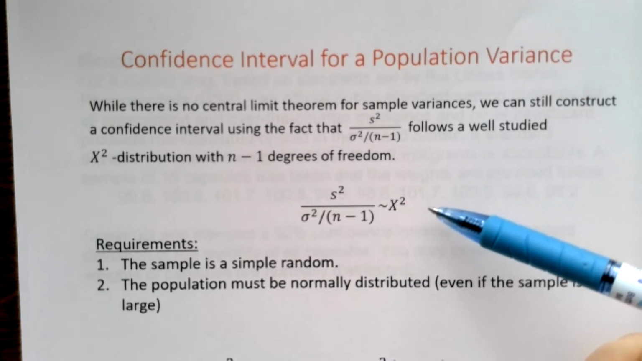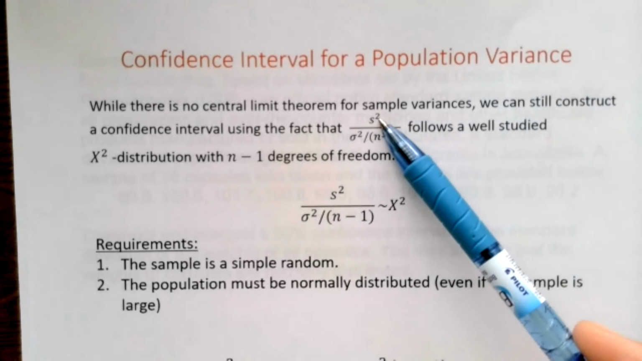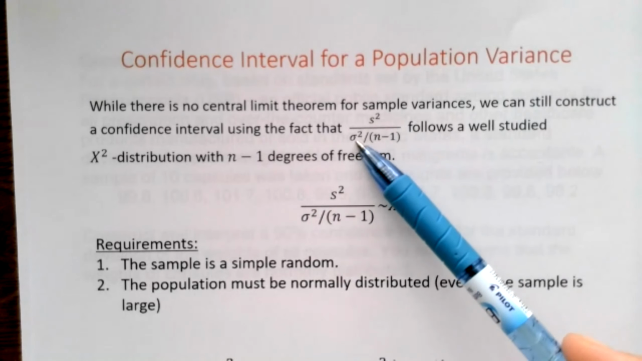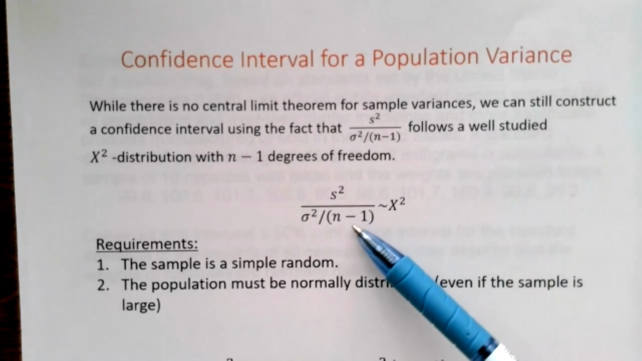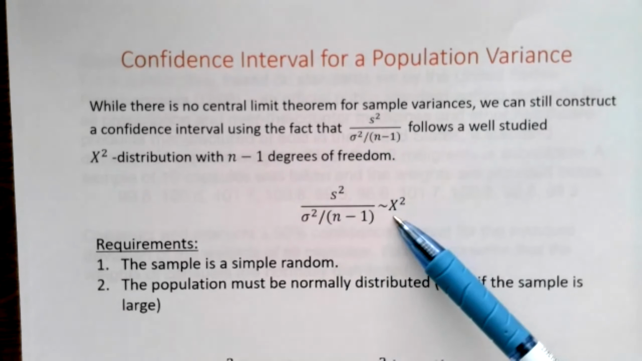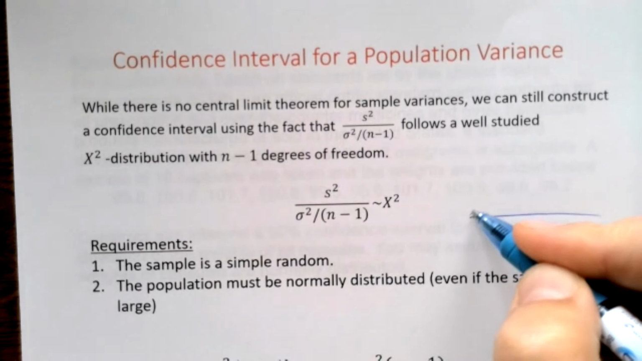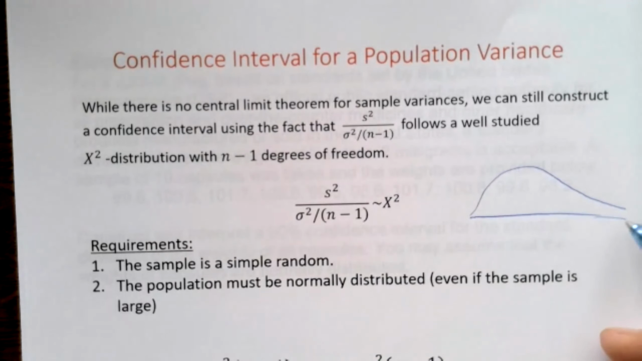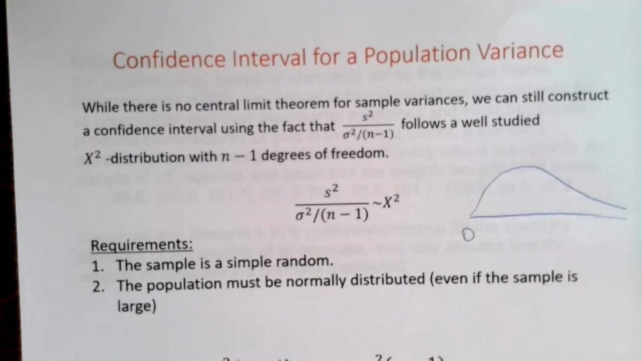estimating the population standard deviation or population variance based on the fact that this ratio of the sample variance divided by the population variance, and the numerator is magnified by n-1 degrees of freedom, follows a well-known distribution, which is called a chi-square distribution. Now, this distribution is not a normal distribution. If you remember, when we were covering it before, it's a distribution that's skewed to the right, and it starts with a 0 and goes into infinity.